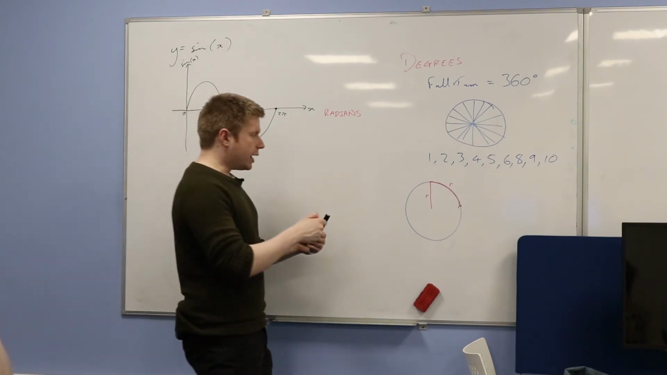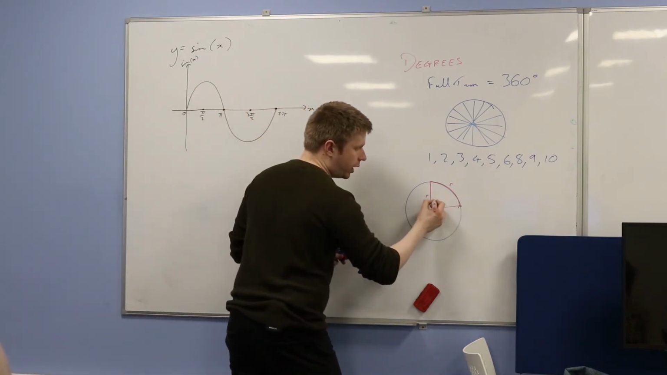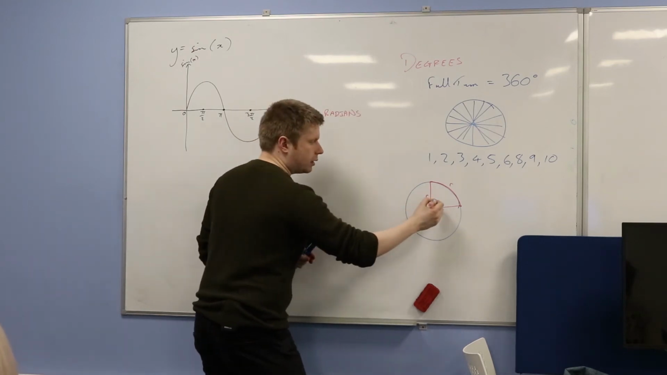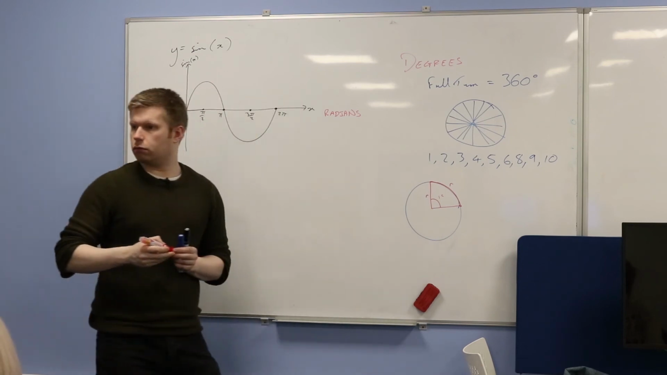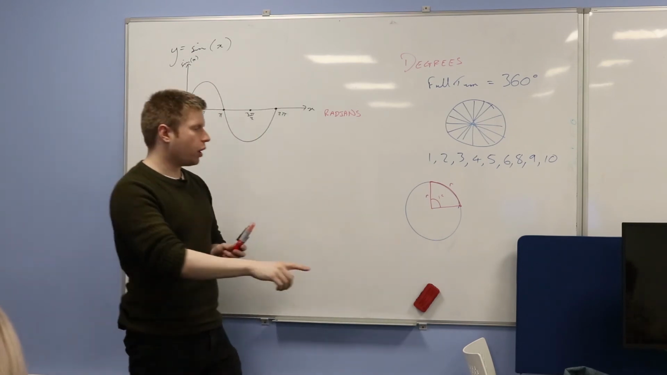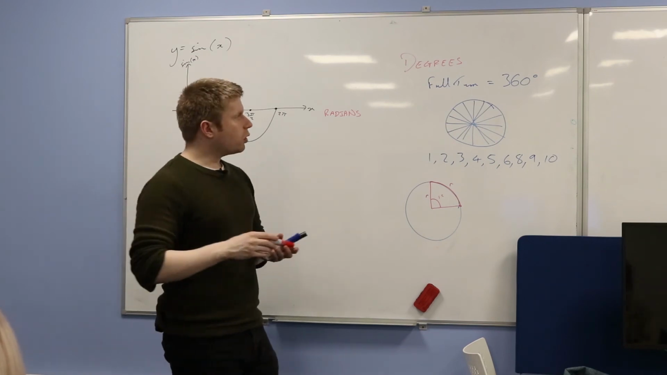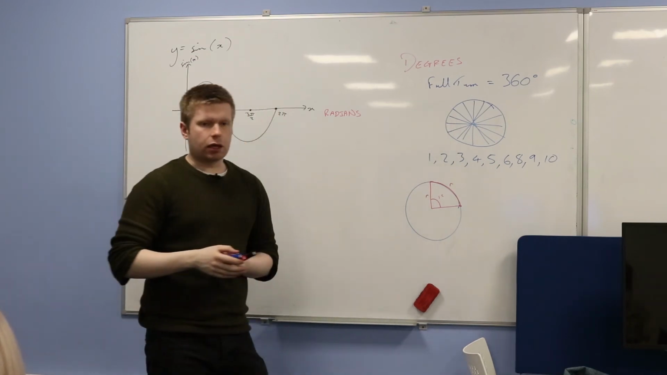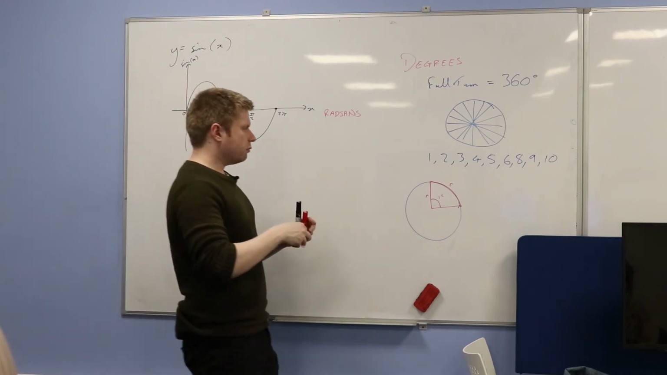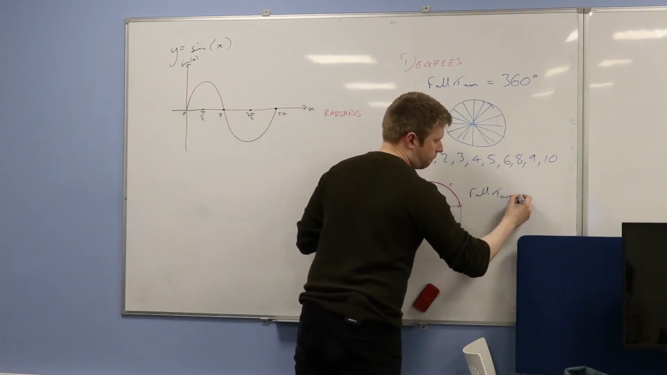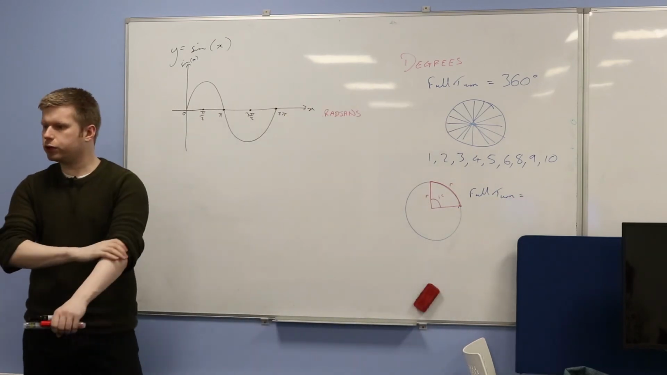Now the angle which I've swept out through here, the angle which I've moved through, is going to be 1 radian. So the angle which I've swept out when I walk around the edge of the circle for 1 radius is worth 1 radian. So my question is now, how many radians are there in a full turn? How many radians will there be in a full turn?